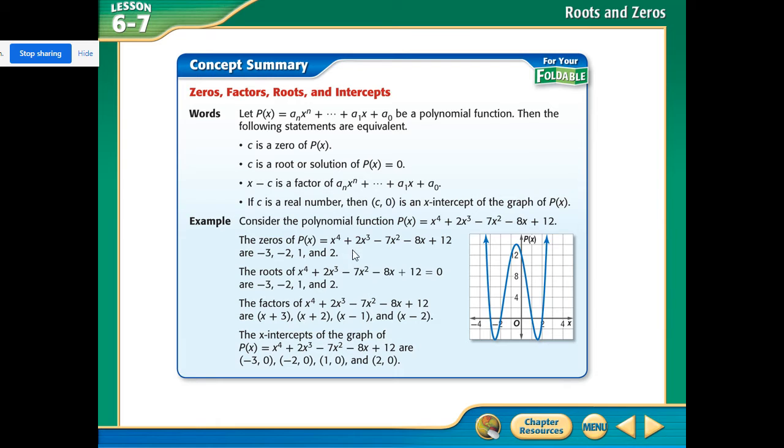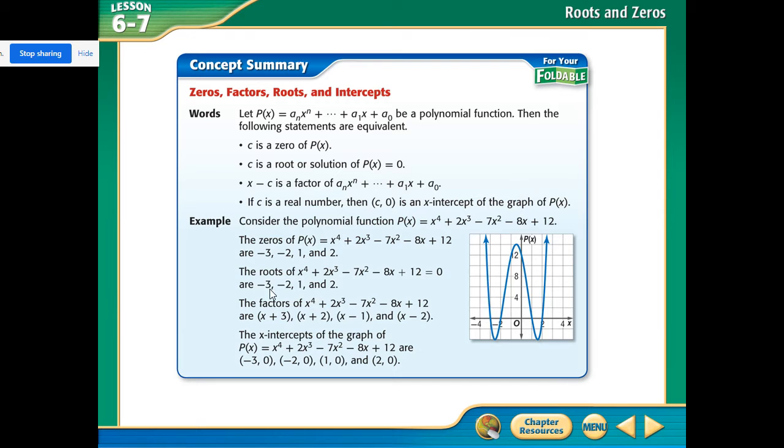Just so that you understand, if I'm graphing this, and this is W-shaped, it's degree 4. It crosses the x-axis at -3, -2, 1, and 2. This formula has 4 zeros: -3, -2, 1, 2. It also has 4 roots, the same ones.